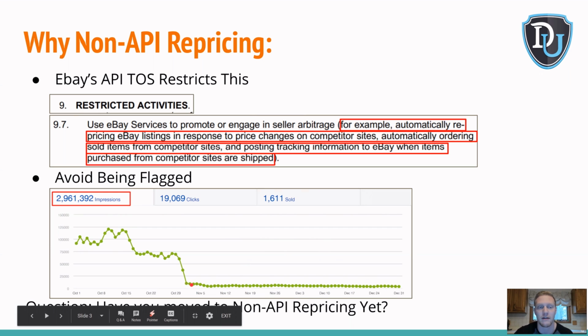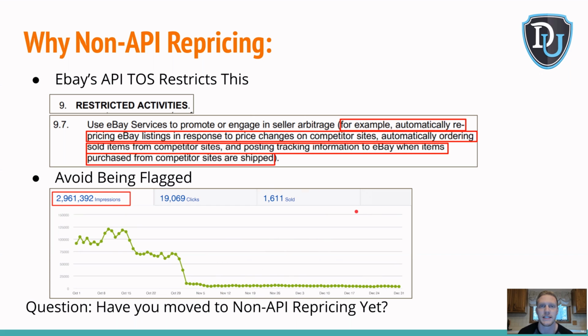And if your account is running promoted listings and your promoted listings look anything like this in the impressions section, you just have to click on impressions, then you're going to see the same exact thing as this. And this is exactly what it means, your account being flagged. Also, if you don't run promoted listings, basically if you see a huge drastic fall in sales, never to return again, same thing. So my question for you guys is, have you moved on to using non-API repricing yet?